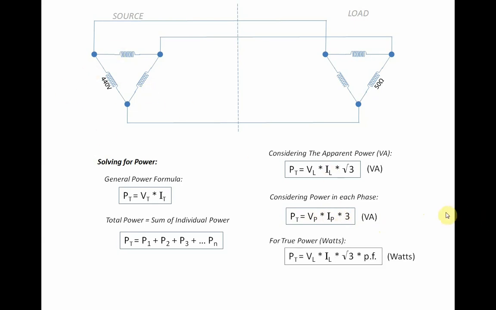Now going back, for the true power, we say line voltage times line current times square root of 3 times the power factor. That would be the watts, or the true power, or the real power. Or we can say, using the other formula, phase voltage times phase current times 3 times power factor. Usually power factor ranges from 0 to 1. Most power factors are at 0.8.